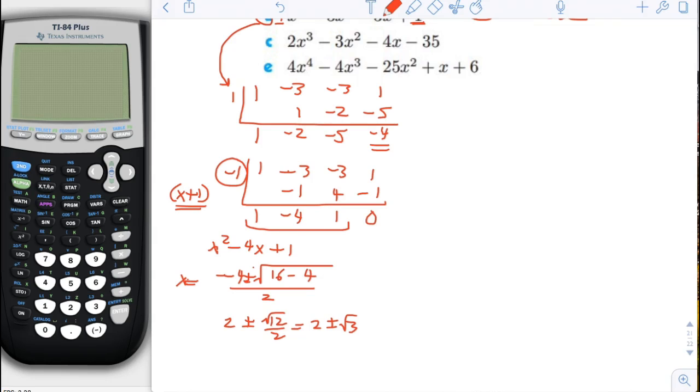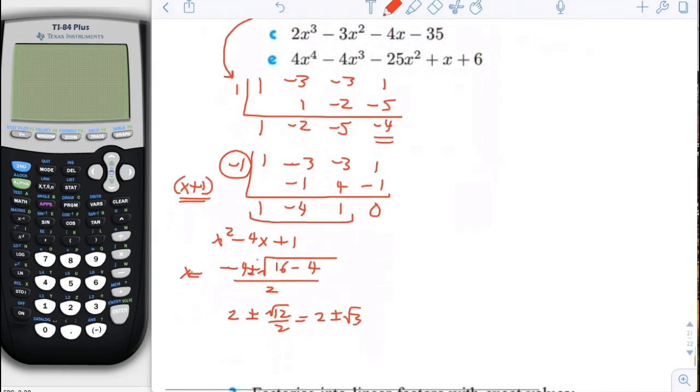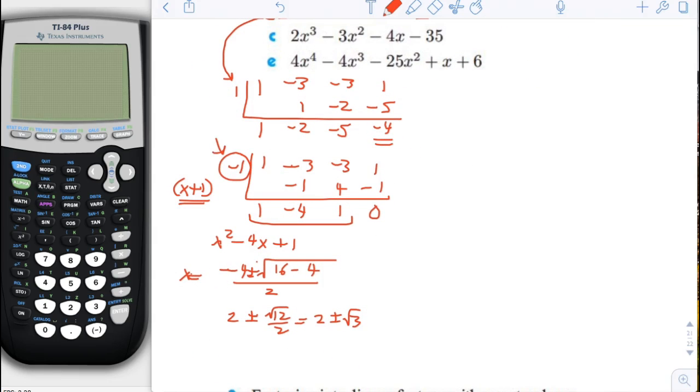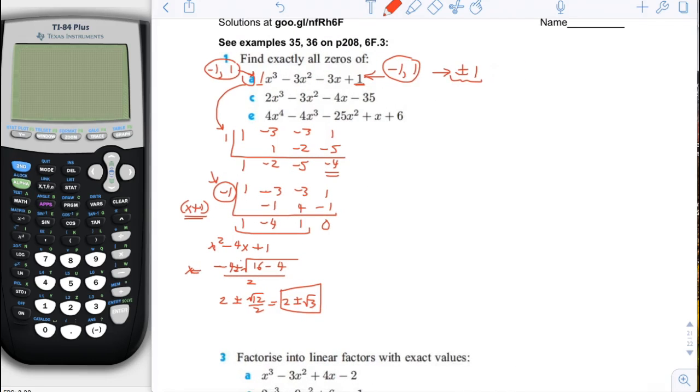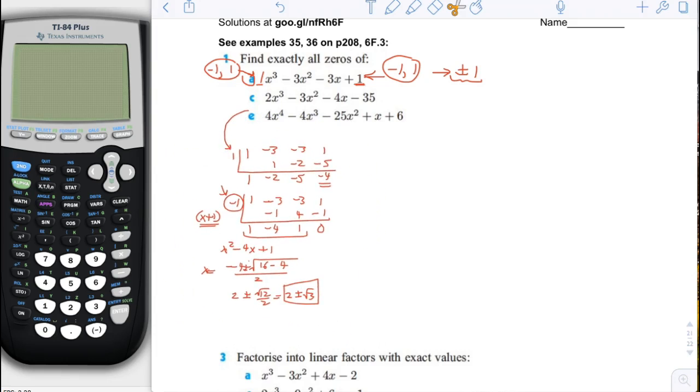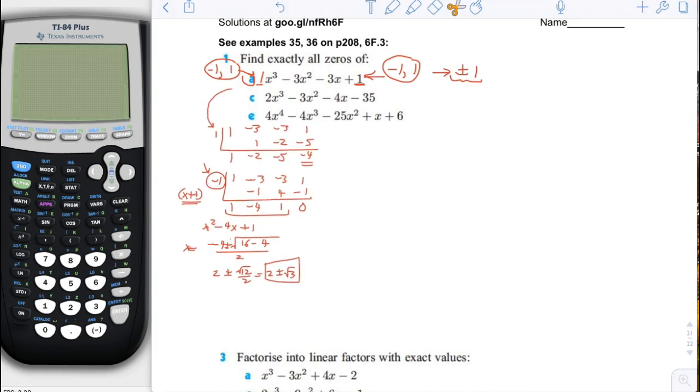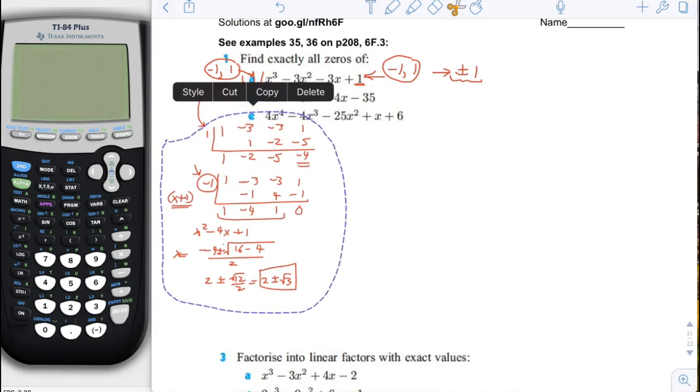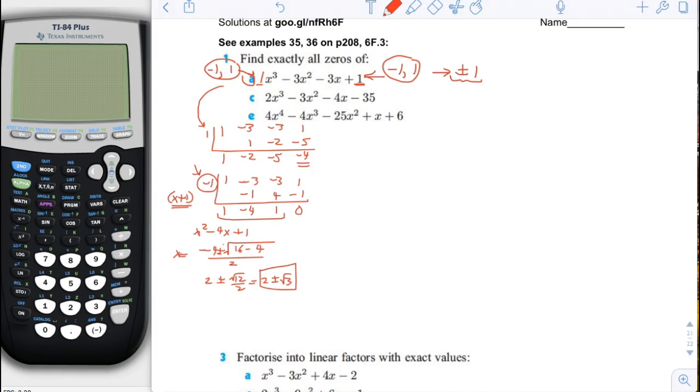So we want to find the zeros. One of the zeros is -1, and the other two zeros are 2 plus or minus square root of 3. Okay, and so we did that totally without the calculator, even though in the solutions in the book, they actually expect you to use technology to find the first root so that you don't have to use the rational roots theorem. Okay.